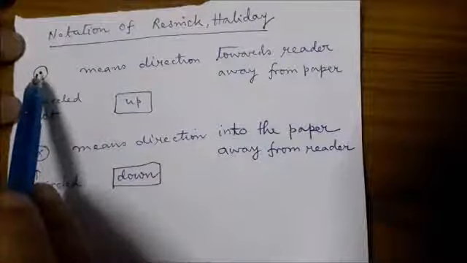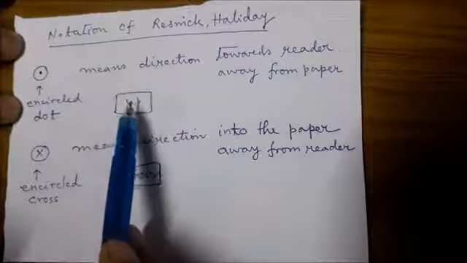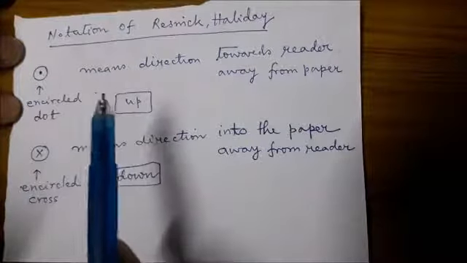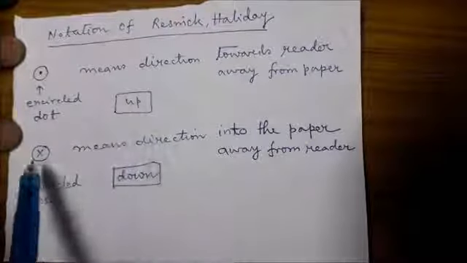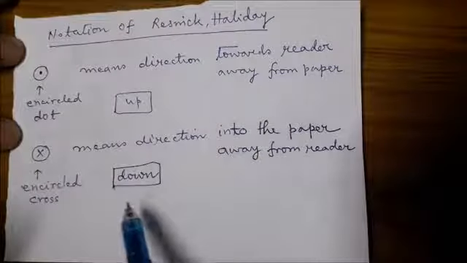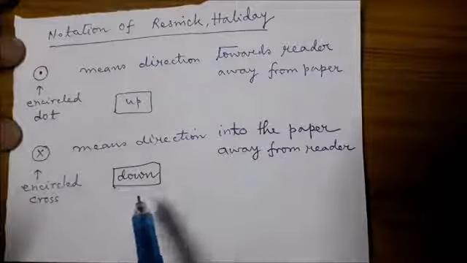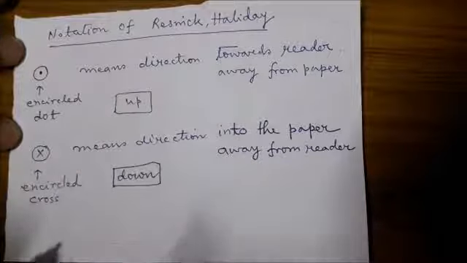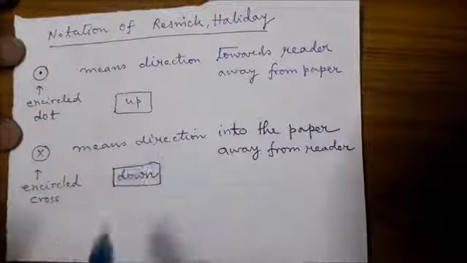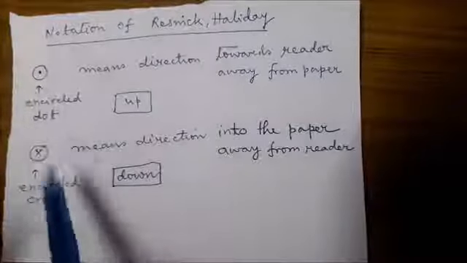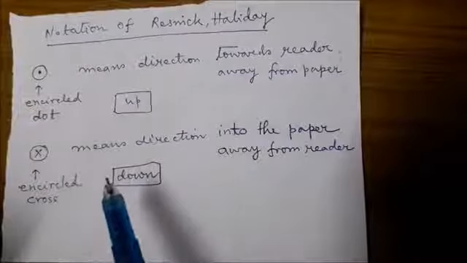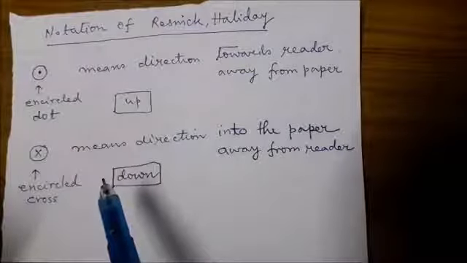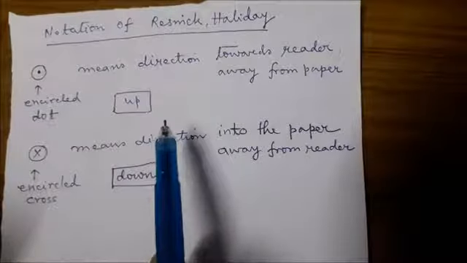So encircled dot is upward direction towards the reader, away from the paper, and encircled cross is a downward direction into the paper, away from the reader. These notations are frequently used to specify direction of a vector.